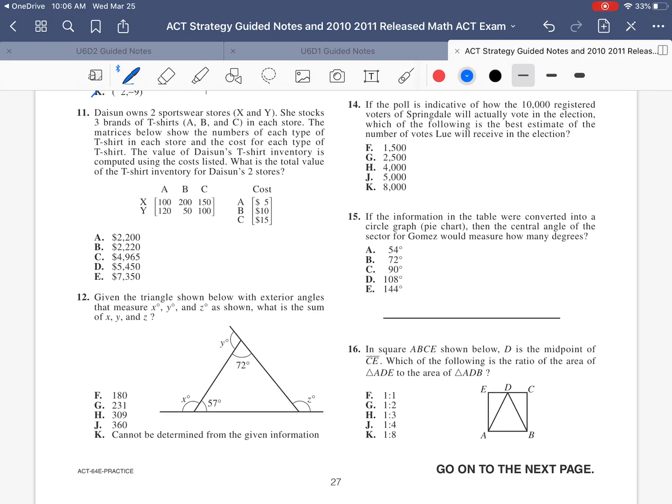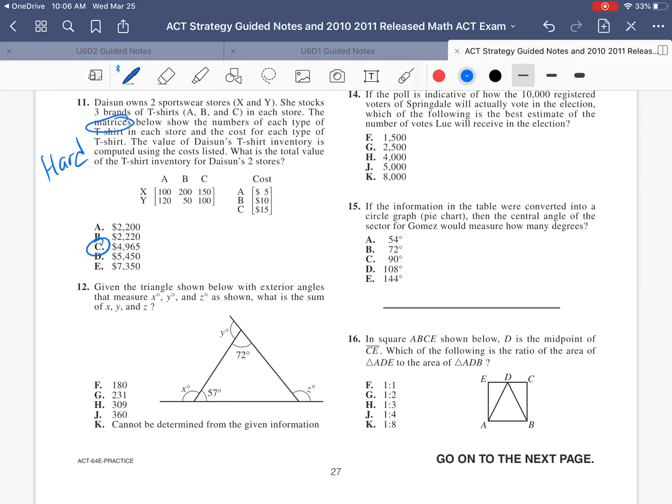All right, here Dyson owns 2 sportswear stores. She stocks 3 brands of t-shirts. The matrices. I don't know what a matrix is. You know what? This is a hard question. I've never seen these kinds of things before. So C is my guessing letter. I'm going to move on.